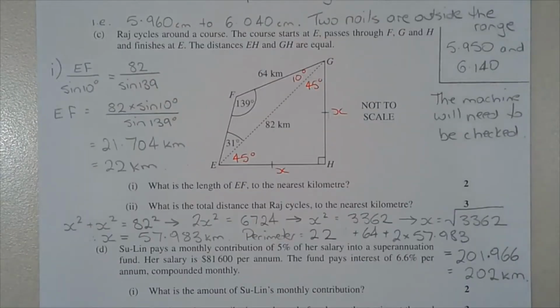Question 29C. Raj cycles around a course. The course starts at E, passes through F, G and H and finishes at E. The distances EH and GH are equal. Part 1. What is the length of EF to the nearest kilometre?